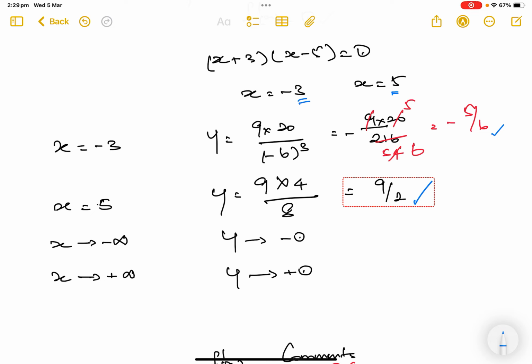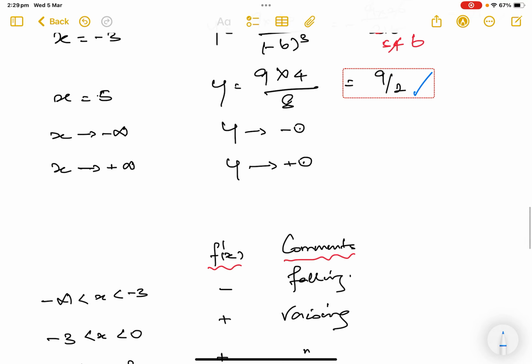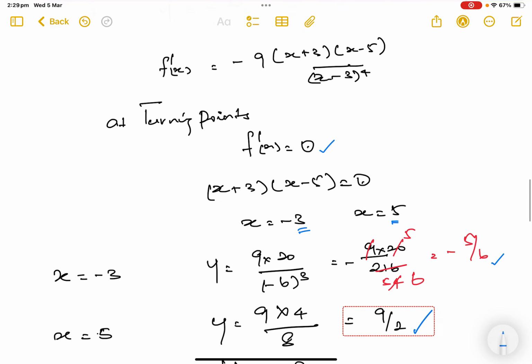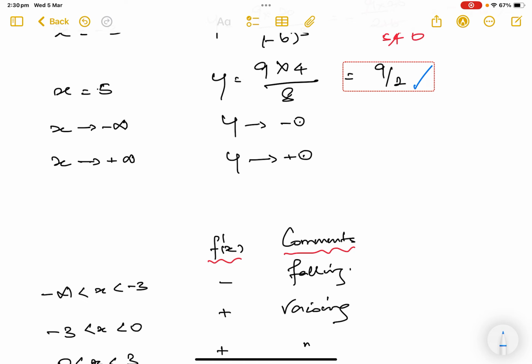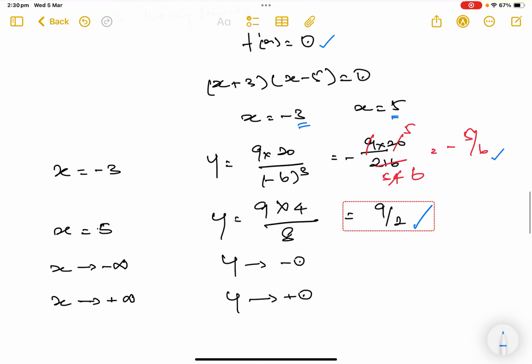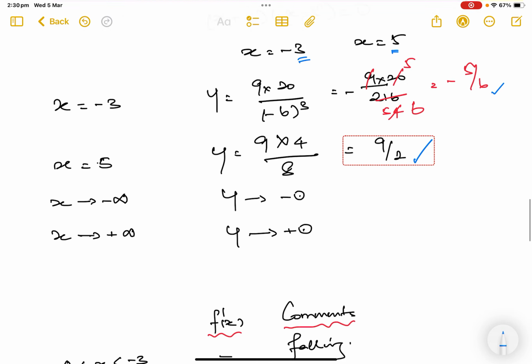We do not know at the moment whether the turning point is a maximum or a minimum. We will come to that analysis later. Right, we have done the y infinity. Let's see the x value, just minus infinity, and see what that gives us.